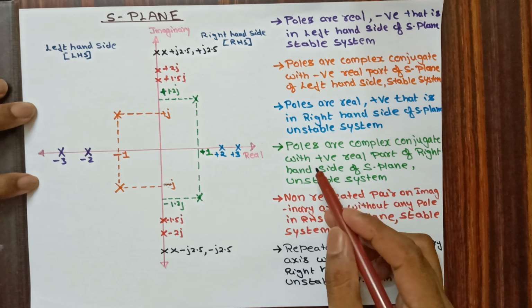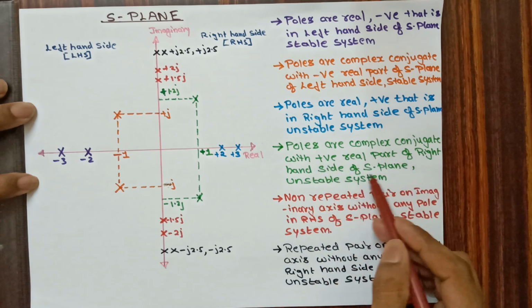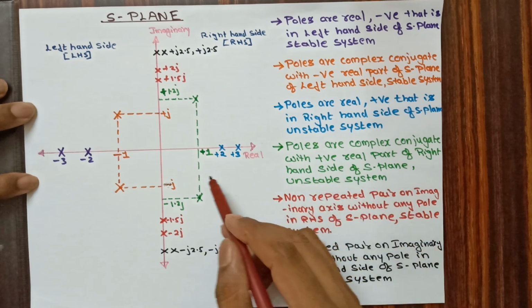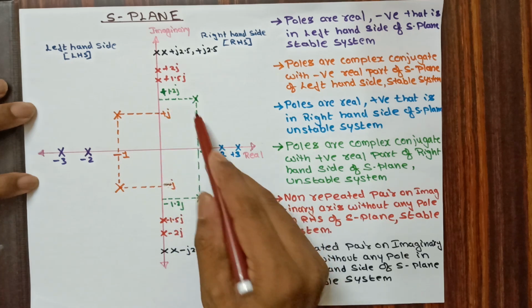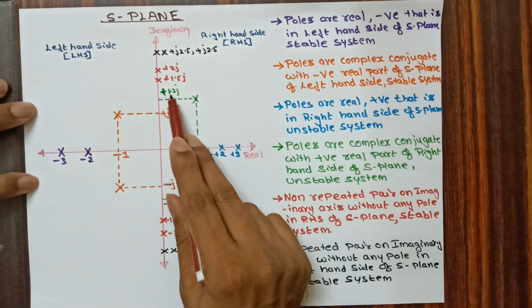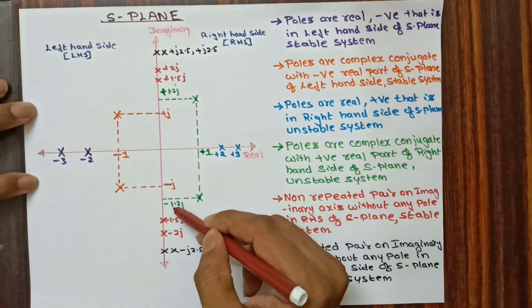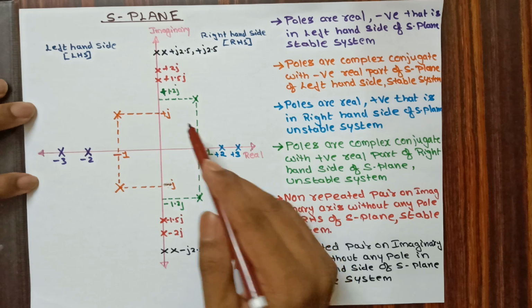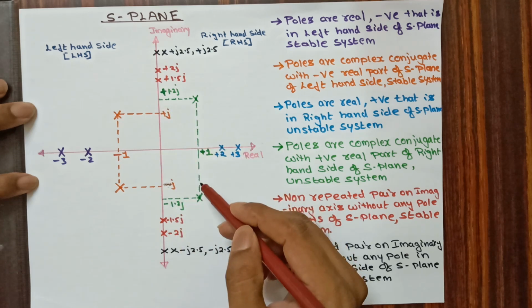Next condition, poles are complex conjugate with positive real part on the right hand side of the S-plane, that is considered unstable system. You can see the complex conjugate poles on the right hand side with values +1 plus j1.2 and +1 minus j1.2. So here you can see that even complex conjugate poles, if they are found on the right hand side, then the system is considered as unstable system.